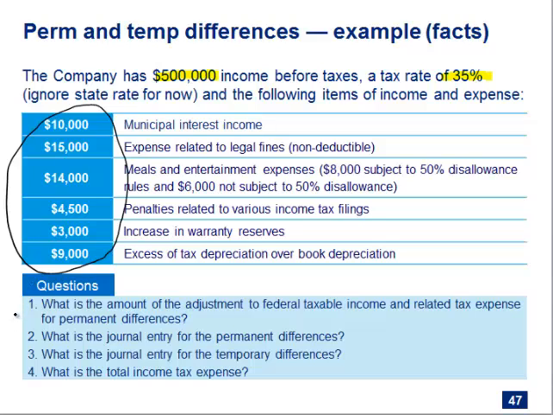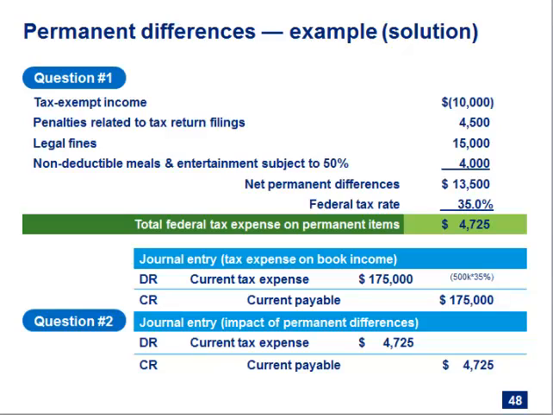One is, what is the impact, essentially, on account of permanent differences? What is the journal entry that we would book for permanent differences? Third, what is the journal entry we would book for temporary differences? And finally, what is our total income tax expense? Okay? So that's the problem setup. Next slide.